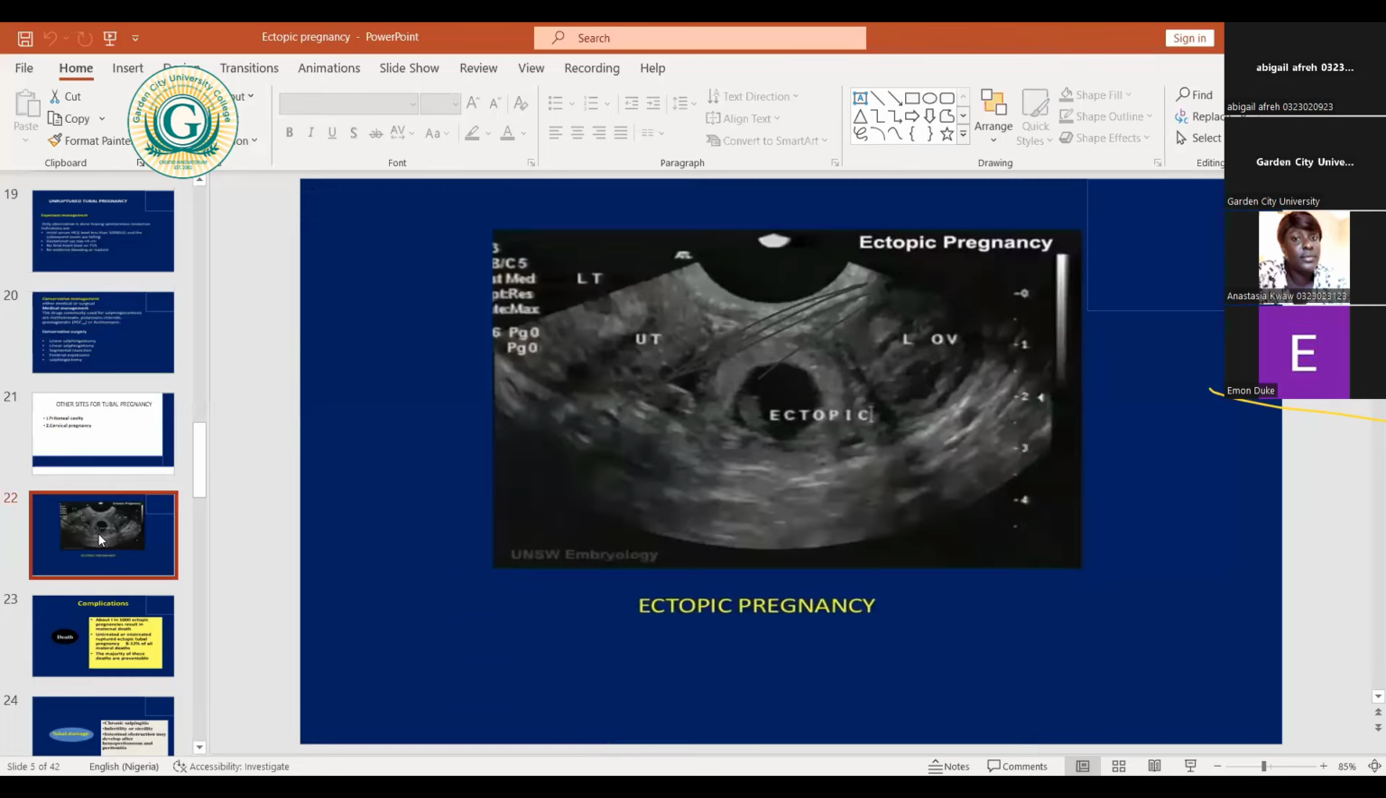Ectopic pregnancy, when you see it, you will see the area, how it is bloated. That is the ectopic pregnancy there. The uterus is not bulky, it's as it is.